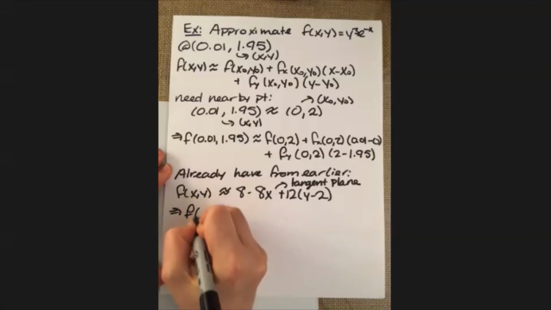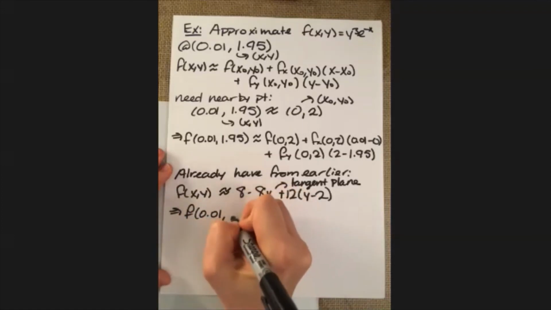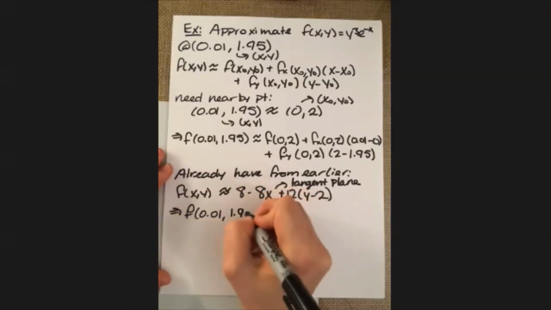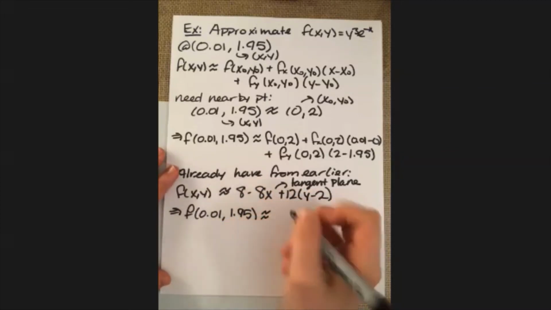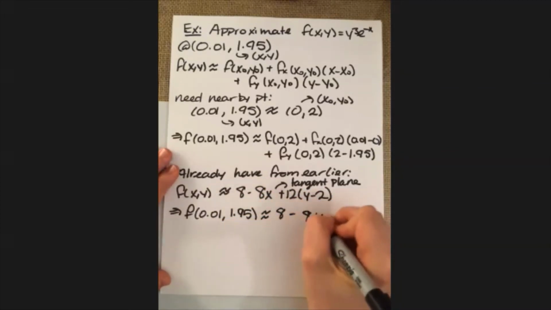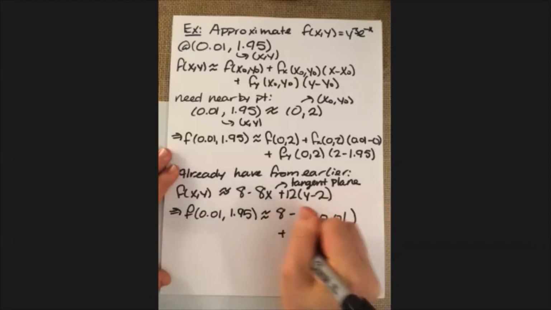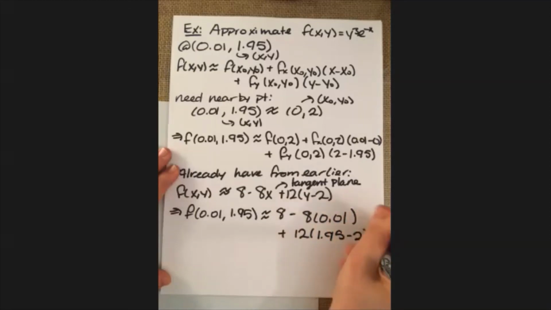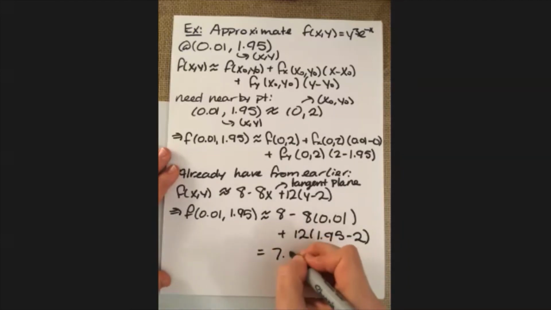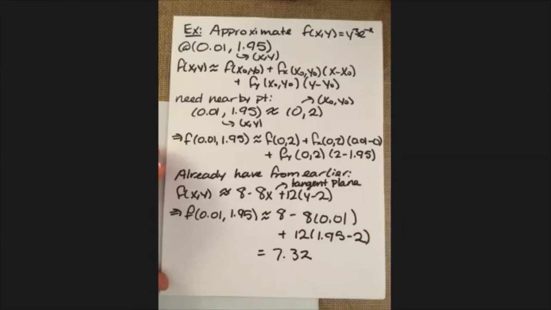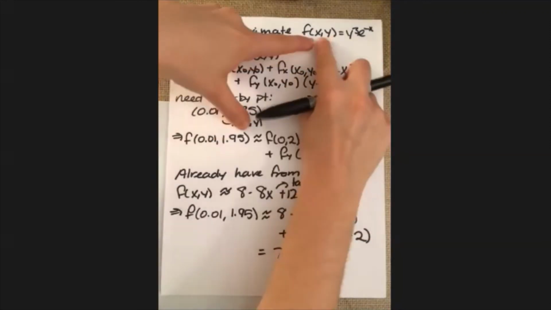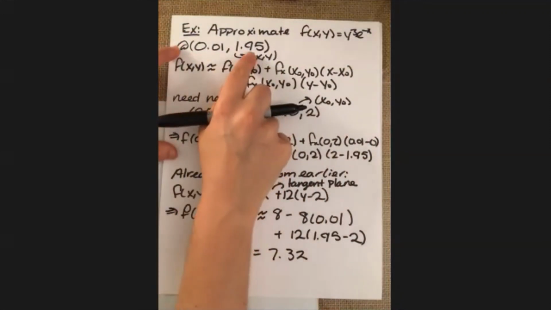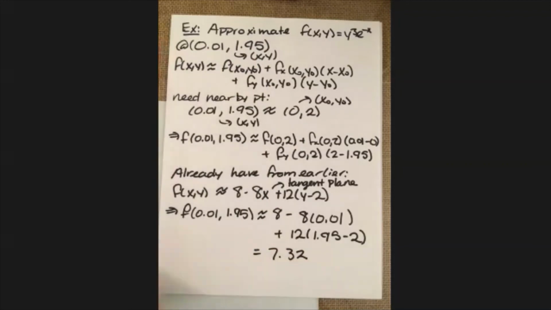So f at 0.01, 1.95 is approximately equal to 8 minus 8 times 0.01, and then plus 12 times 1.95 minus 2. And throw all that into your calculator, and you're going to get 7.32. So the value of this function here at 0.01, 1.95 is approximately equal to 7.32.